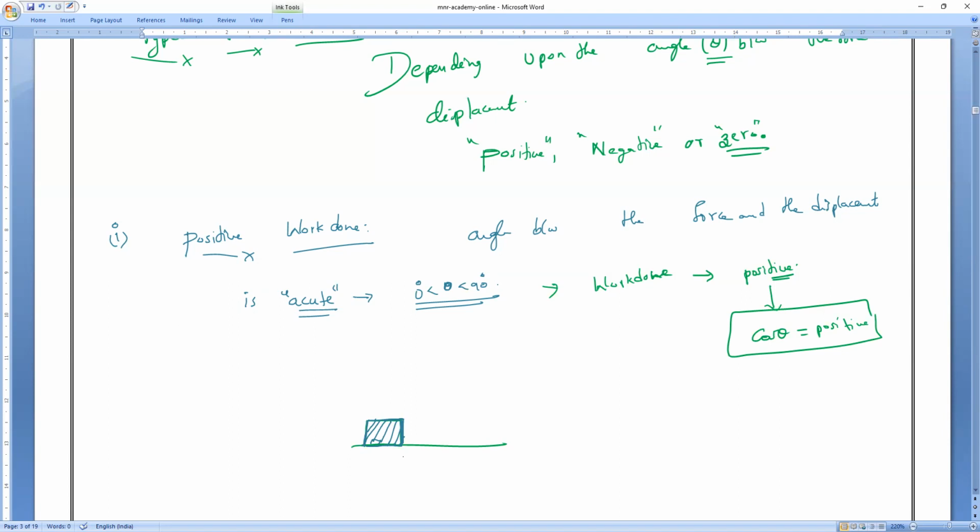So suppose this is the block at point A. Now, I applied the force.